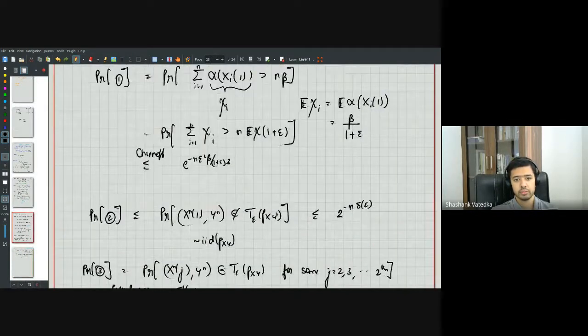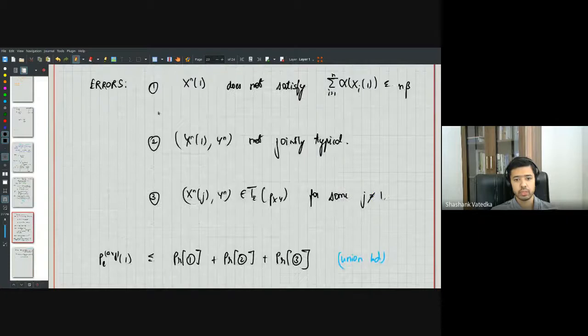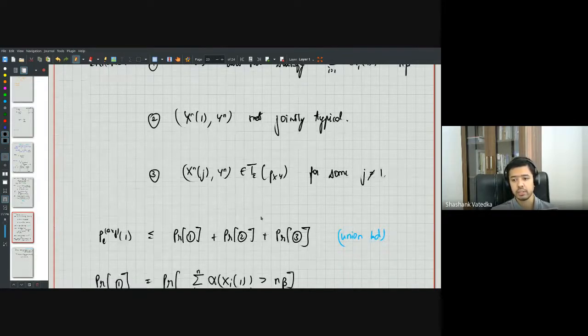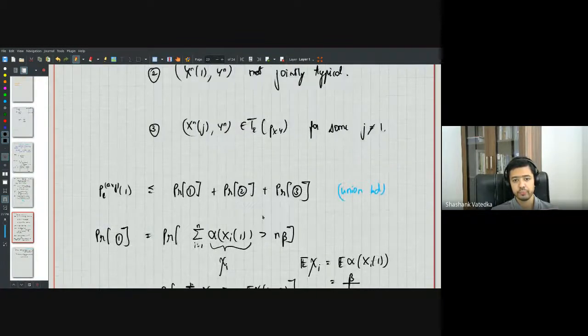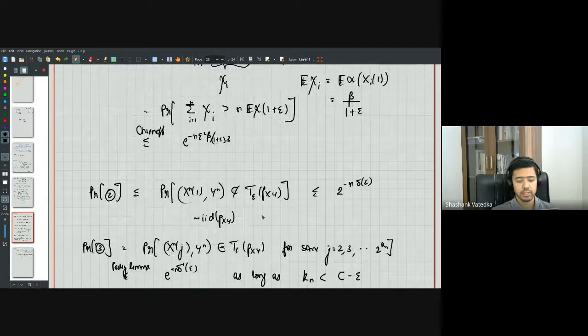Right? So the probability of this occurring is vanishingly small in n. And this happens irrespective of what the rate is. So this third quantity also vanishes in n as long as the rate is not too large. It is less than I(X;Y). Okay, and that really completes the proof of the achievability part.